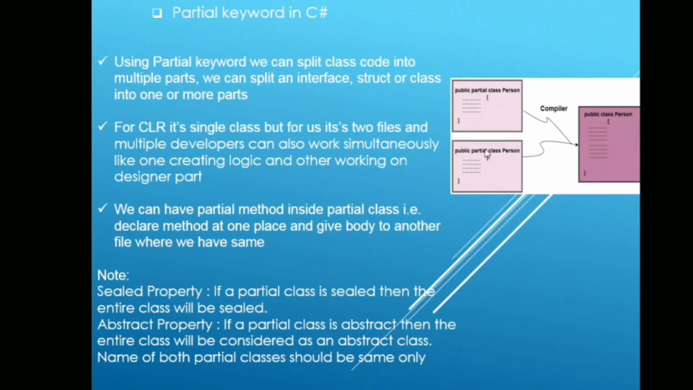As you can see in this example, we've got a person class. Maybe one UI developer will be working on this partial class and the backend developer will be working on another partial class for writing the logic. But for the CLR, at the end, it is going to be the same class. We can have a partial method inside the partial class. That is, we can declare a method at one place and define that method at a different place in the same partial class. Make a note that when you use the sealed keyword, the entire class becomes sealed. If you use the abstract keyword, then the entire class will become abstract. At the same time, the name of the partial class in both files must be the same.